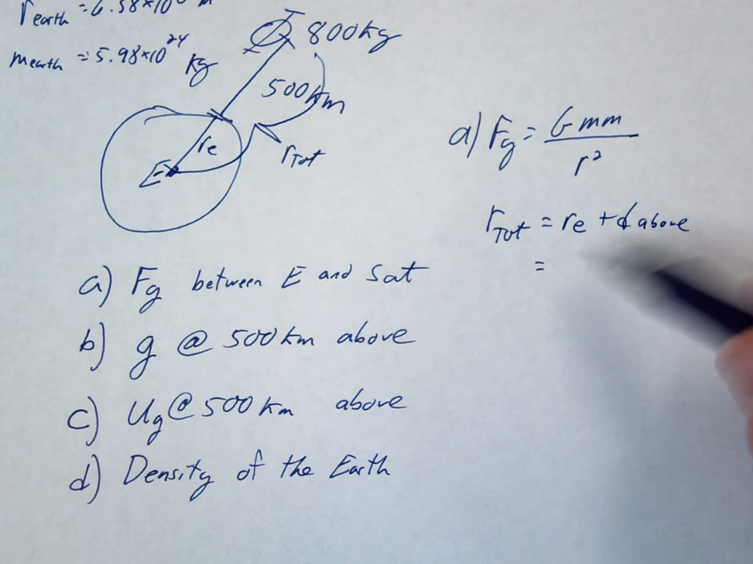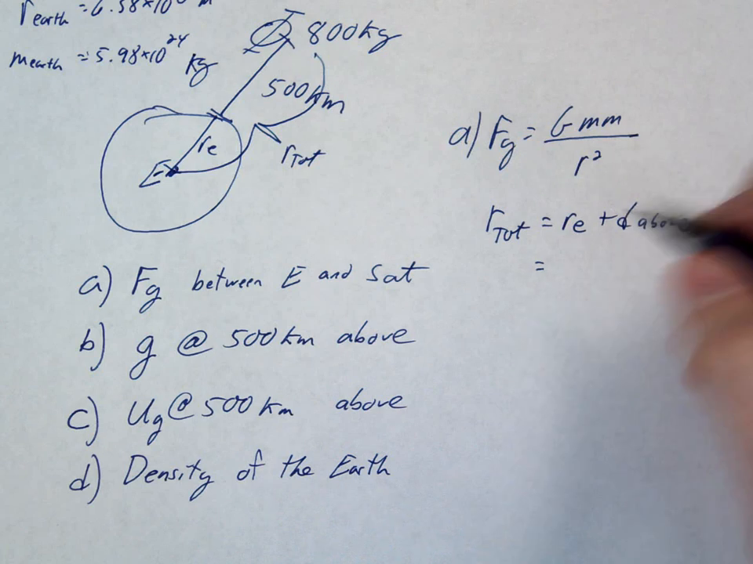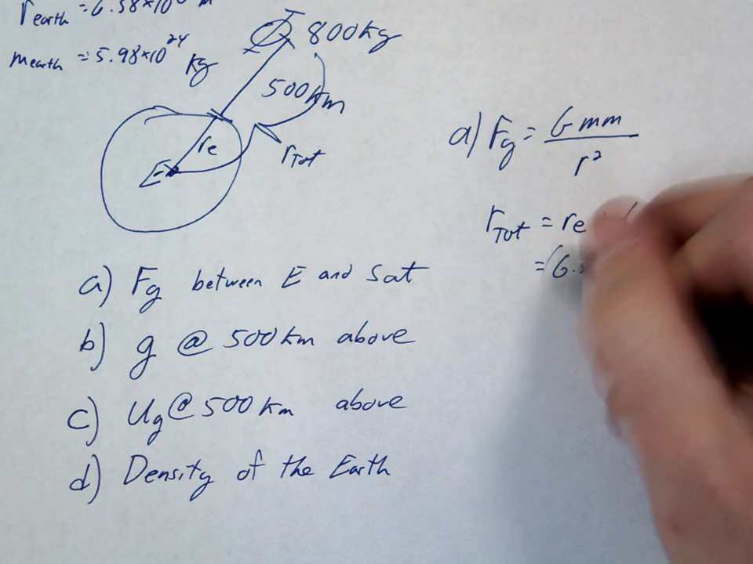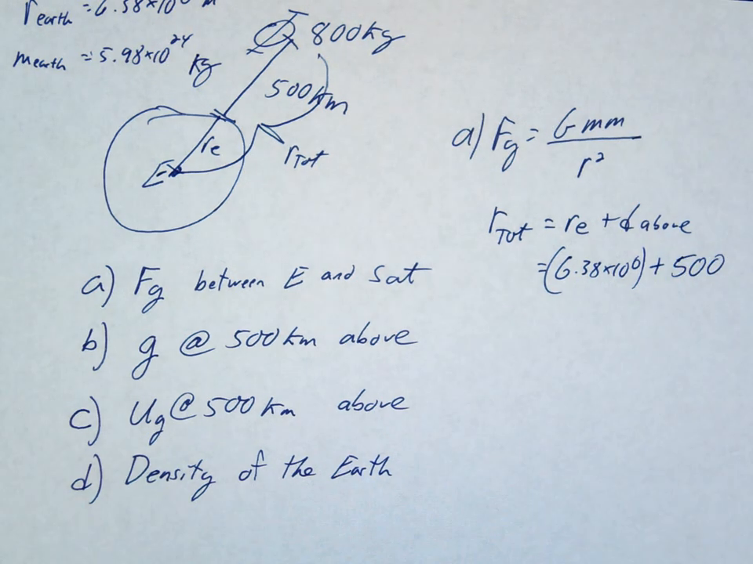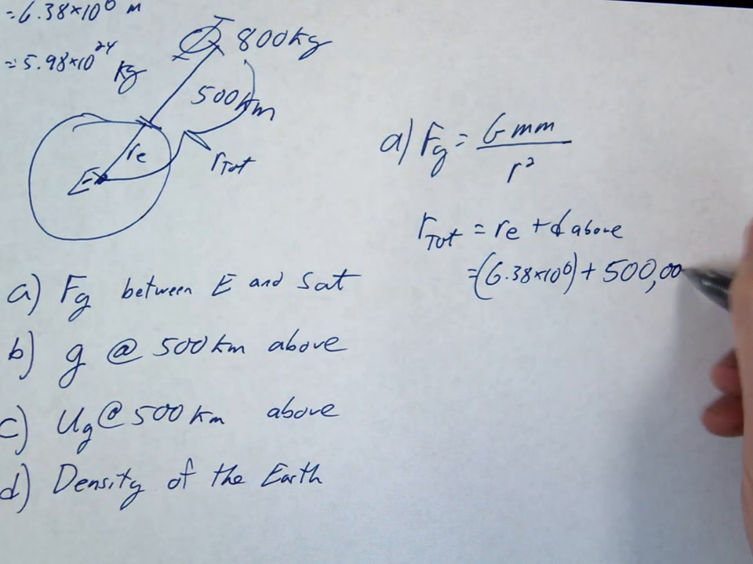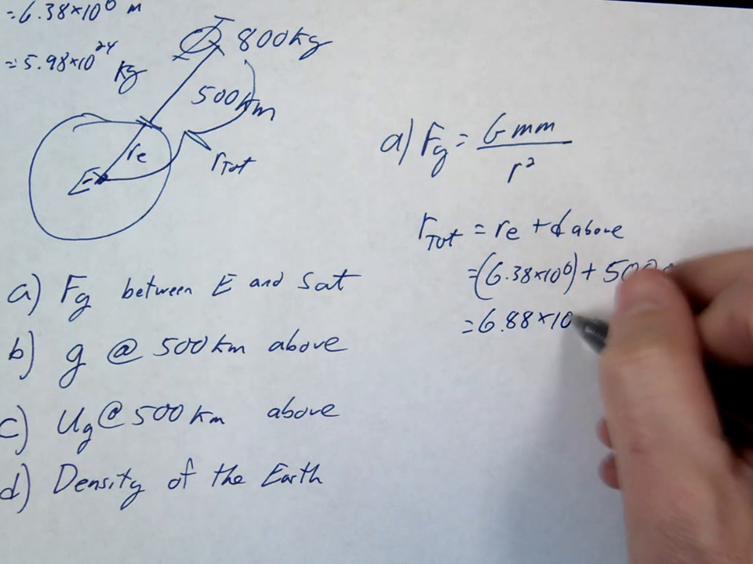I would encourage you to do this on the side, because you're using this number in this problem 3 different times, actually 4 different times. So it's useful to have that number on the side. So 638 times 10 to the 6 plus 500 kilometers. You do have to convert that. A big mistake is just to go plus 500. It's plus 500,000, right? 500 kilometers. So you're going to add plus 500,000. That's going to give us 6.88 times 10 to the 6.